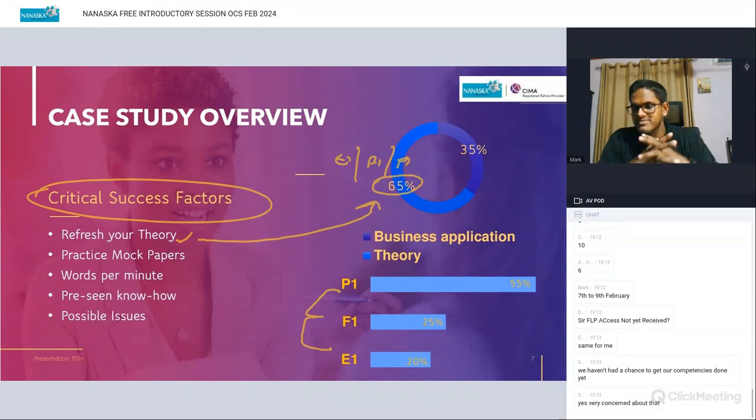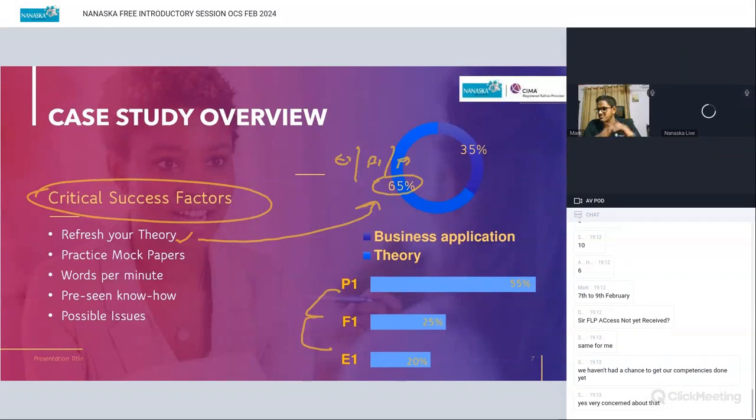I know there's a problem with SEMA UK also when it comes to the delay from their end in giving FLP access. So I'll also follow up from my end with whatever can be done. You also follow up with the institute on a daily basis and get it sorted as soon as possible. So have a target: maybe by the first or second week of January you need to be done with your competencies and your modules.